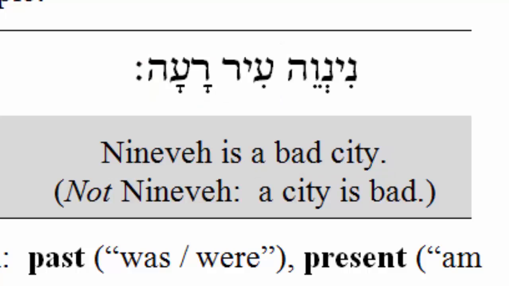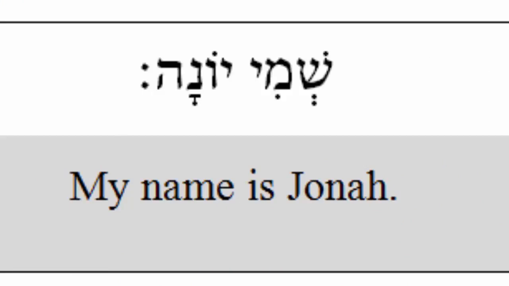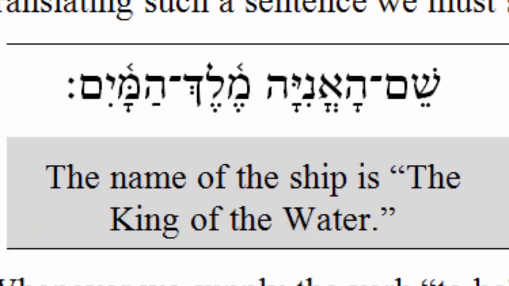So we have, once again, Nineveh, ir ra'ah. Nineveh is a bad city. In English, we must supply the verb to be. Or how about the next statement? Shmi Yonah. You've used this sort of expression already in introducing yourself to a friend or neighbor. My name is Jonah. Or this sentence, Shem ha'oniyah melech hamayim. The name of the ship is the king of the water.